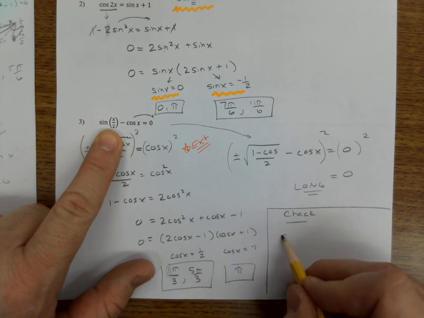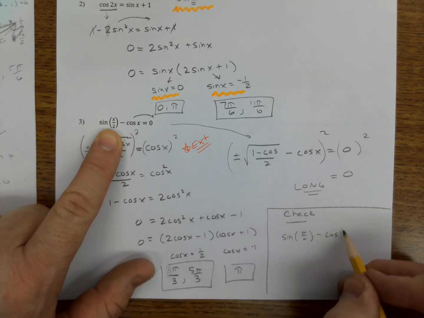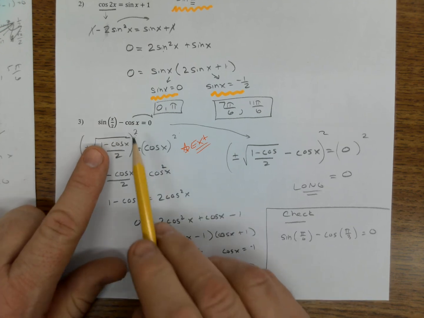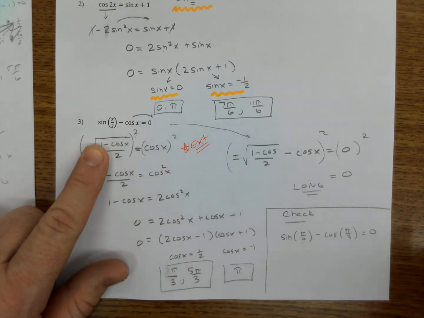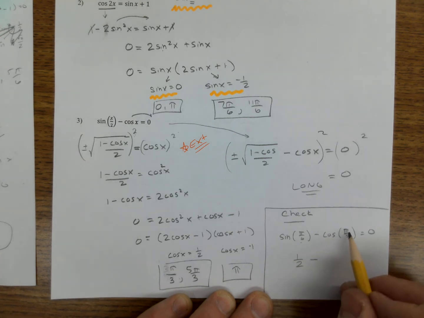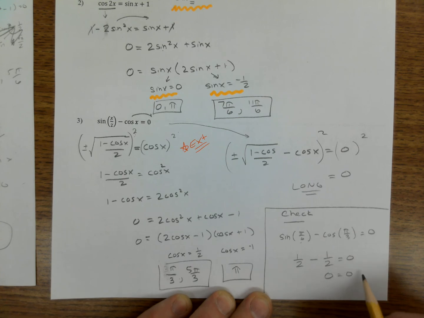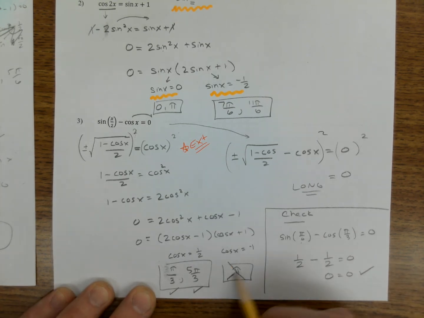Pi over 3 divided by 2 would be sine of pi over 6 minus cosine of pi over 3. See what I did is I took this and I plugged it in there, and it changed it to that. And I took that and I plugged it in there, and it just stays the same. What's the sine of pi over 6? Well, the sine of pi over 6 would be 1/2 minus, what's the cosine of pi over 3? 1/2. 1/2 minus 1/2 is 0. Good solution. This will check, that will not check.